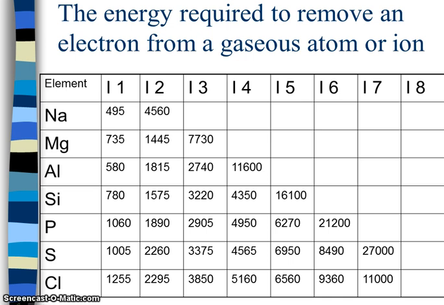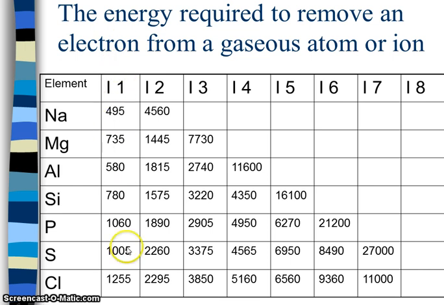Going along the side of our table, we're looking at elements going from the left to the right across the third period on the periodic table: sodium, magnesium, aluminum, silicon, phosphorus, sulfur, chlorine. So first, let's look at how ionization energy changes as we go from left to right across a period.